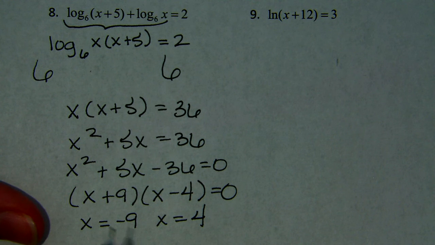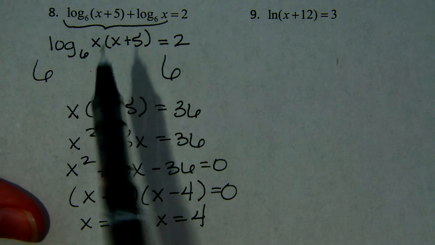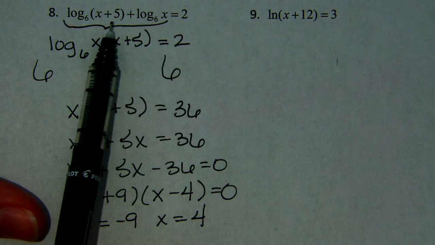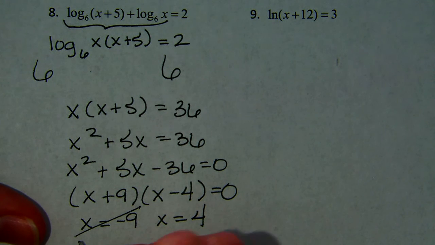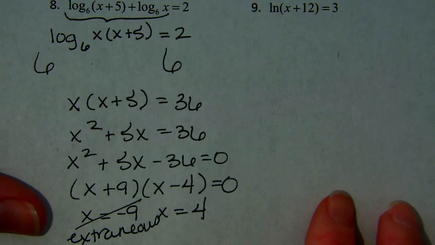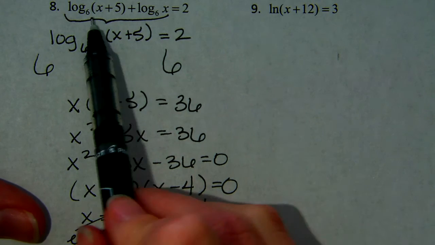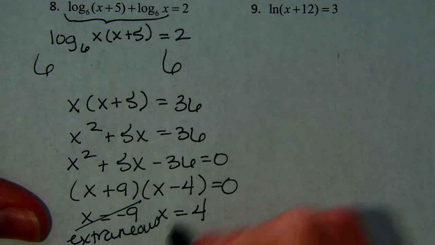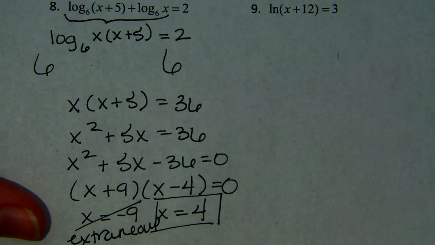And we have to check and make sure that neither of these numbers will make our logs negative. So if I try -9, -9 plus 5 is -4. That is not going to work. That is extraneous. 4 does. 4 is fine. So 4 plus 5 is 9, and 4 on its own is positive. So we're good. So our answer here is 4. I would expect to see your -9 and see that you had marked it out and said extraneous, though.